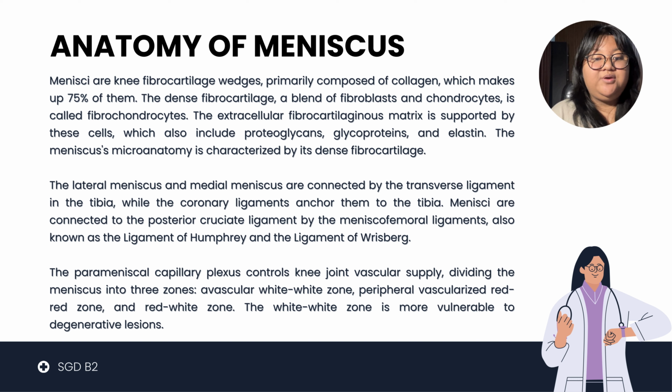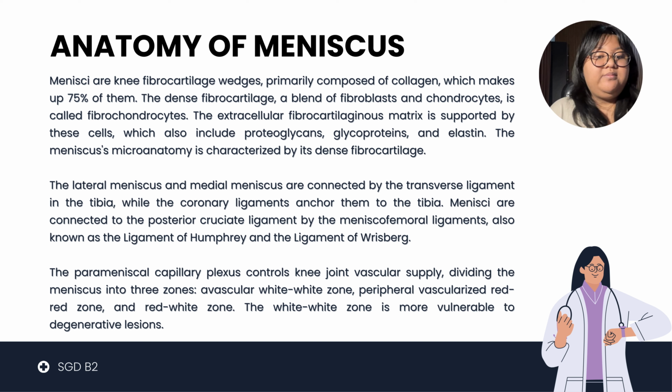The meniscus microanatomy is characterized by its dense fibrocartilage. The lateral meniscus and medial meniscus are connected by the transverse ligament of the tibia, while the coronary ligaments anchor them to the tibia. Menisci are connected to the posterior cruciate ligament by the meniscofemoral ligaments, also known as the ligaments of Humphrey and the ligaments of Wrisberg.